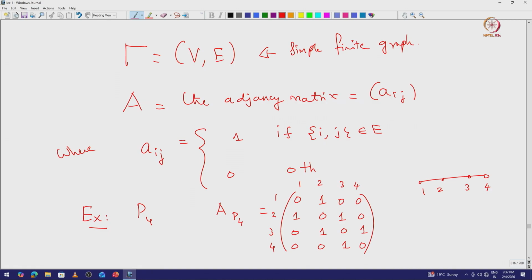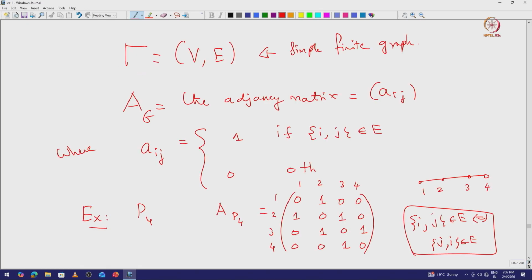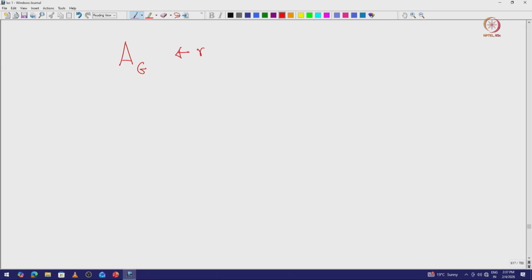So, from the definition it is clear that whenever there is an edge between i and j, there is an edge between j and i. That is, (i, j) is in E if and only if (j, i) is in E. That tells you that the adjacency matrix is always a symmetric matrix. So, the observation is that the adjacency matrix of G is indeed a real symmetric matrix.